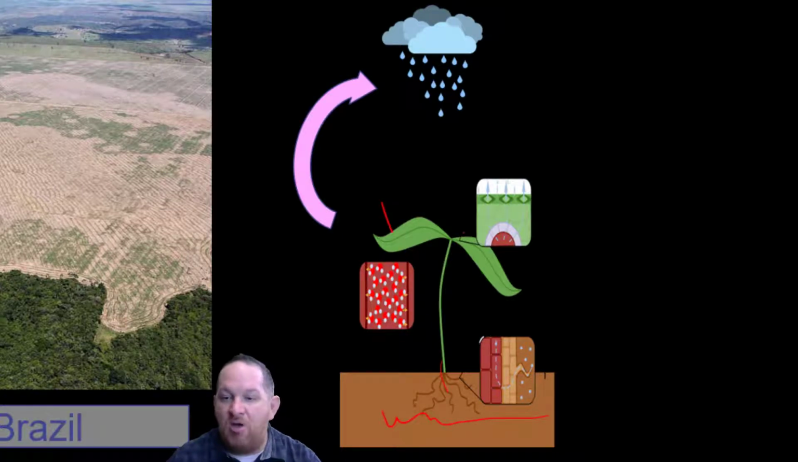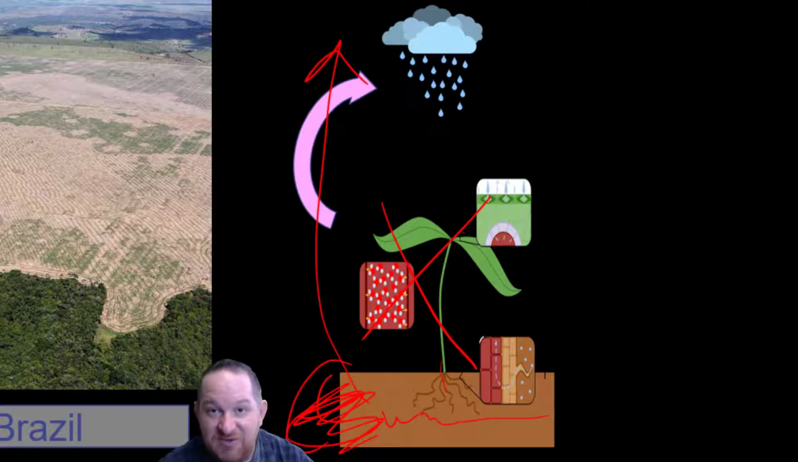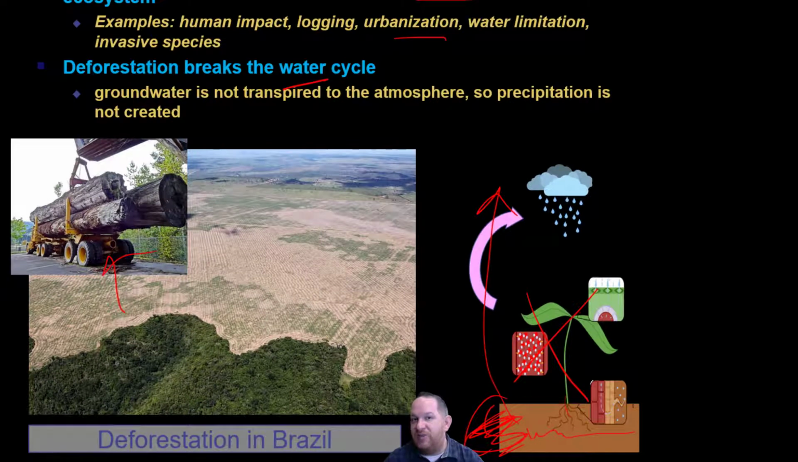So if we're cutting down all the trees, all the plants, that water that's in the ground, that groundwater, will never be able to get back into the atmosphere, so it can't condense and then rain. So it's messing up our water cycle because we'll have areas that are now going to be more prone to drought because there's just not as much water vapor in the air. The groundwater that's not transpired into our atmosphere, we don't create precipitation, so it doesn't fall back and we might see some droughts or less easily accessible water.